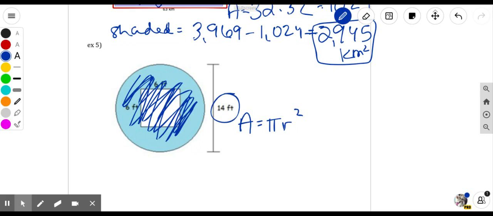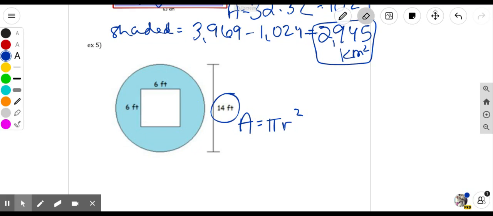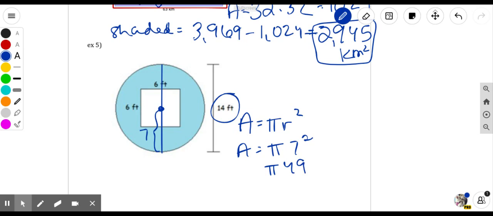This 14, however, that's the diameter. So I know they put it on the outside of the circle, but that basically means like this is 14. So we need the radius of the circle, which would be half of 14, which is 7. So the area of the circle is going to be pi times 7 squared, which is pi times 49, which is 153.94. So that's for the whole thing.